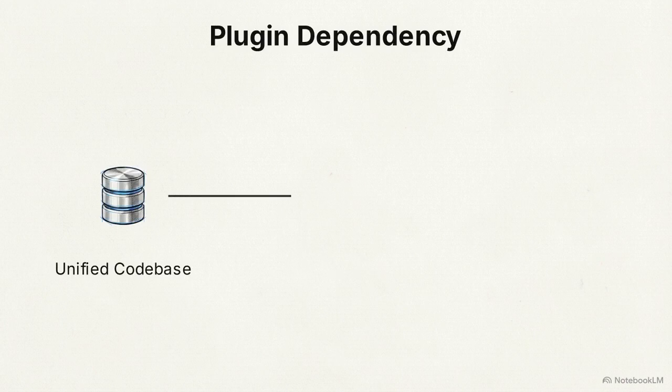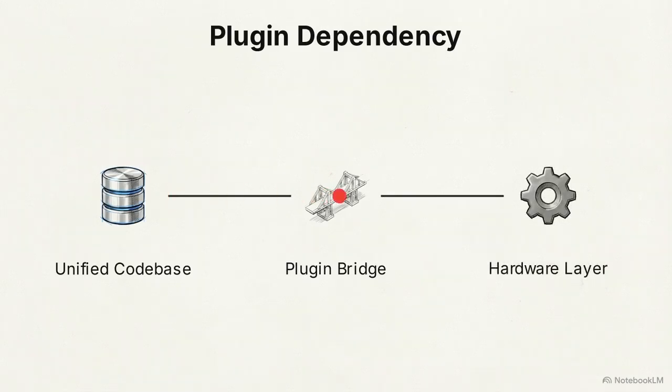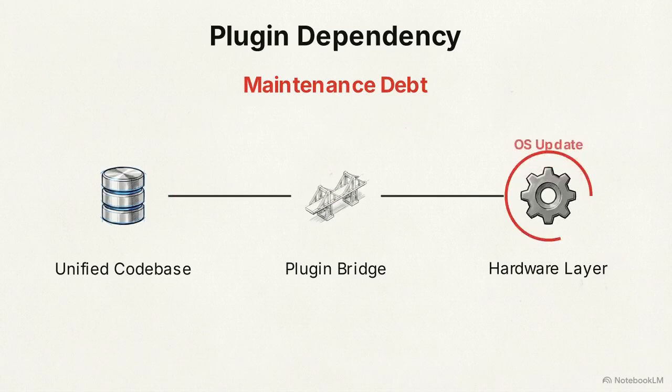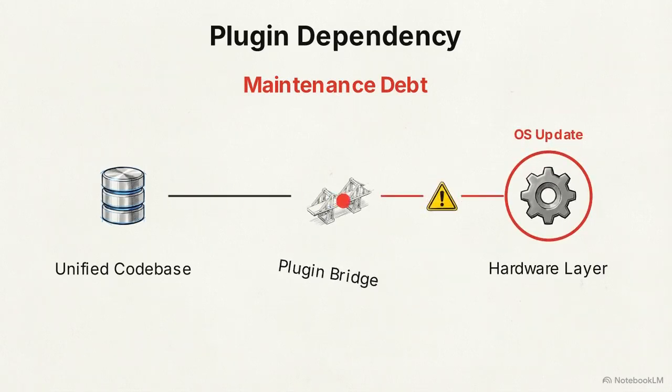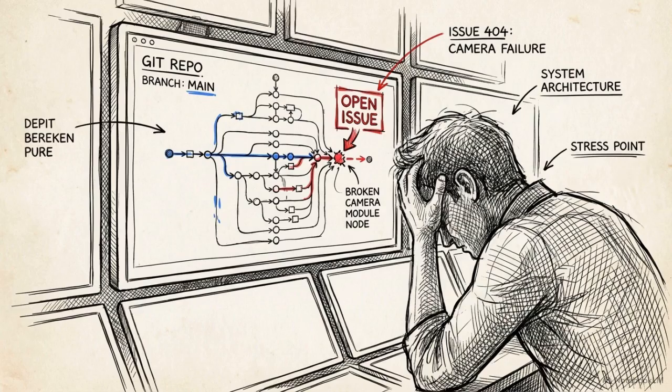This diagram shows how the unified codebase sends a request, hits a third-party software plugin acting as a bridge, and then finally accesses the phone's hardware layer. This creates hidden maintenance debt. Whenever Apple or Google roll out a major operating system update, that third-party bridge can break. When that happens, you are entirely at the mercy of independent plugin creators to update their code so you can restore your app's hardware functionality.